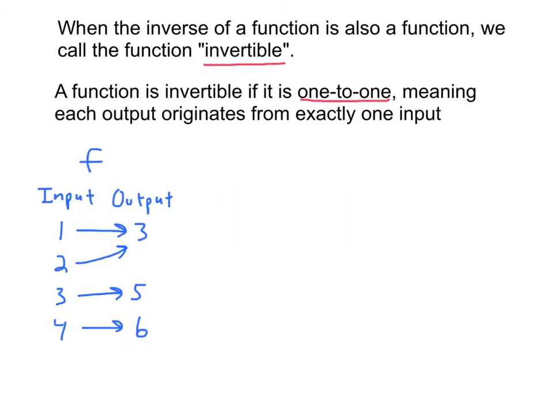Okay, now let's look at this function. This is still a function because each input does get sent to exactly one output. The input 1 gets sent to the output 3, and that's exactly 1. The input 2 gets sent to exactly one output. It happens to be the same output as the other input, but that's okay. And 3 gets sent to exactly one output, and 4 gets sent to exactly one output.